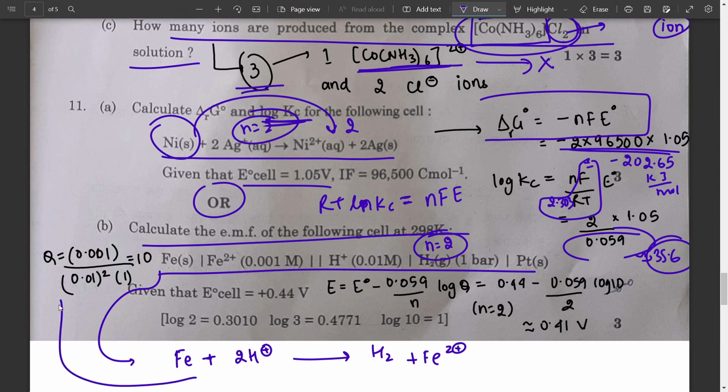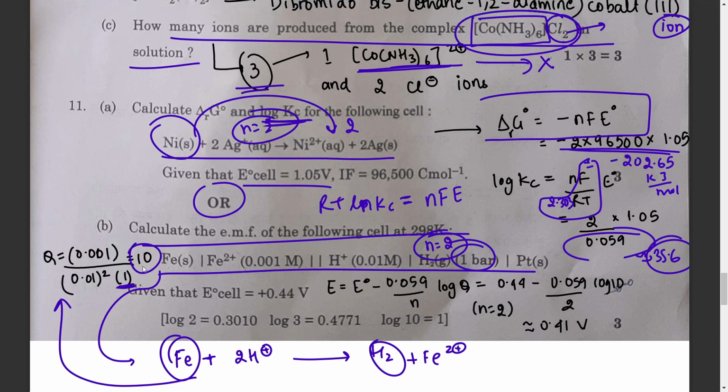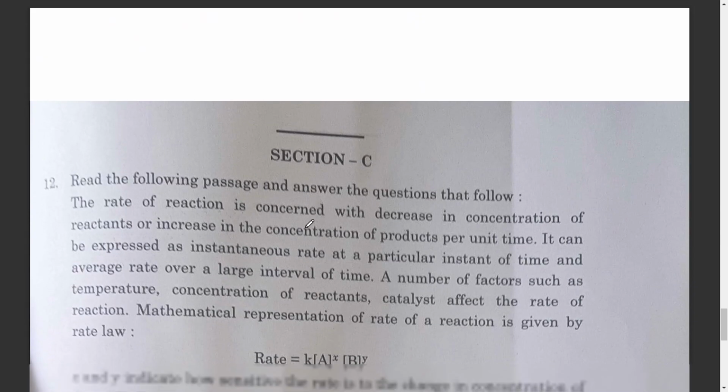The value of Q, the reaction quotient, just plug in everything. Fe is a solid, so no need to worry about that. H2 is a gas with pressure 1 bar, so again, no need to worry about that either. And you get the value of Q to be equal to 10. Plug that into the Nernst equation, put N equals to 2, and you get the answer to be 0.41 volts.